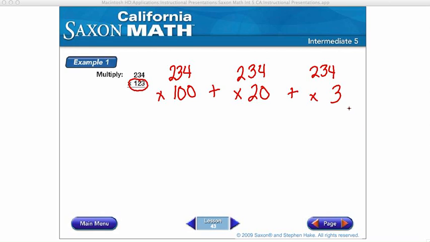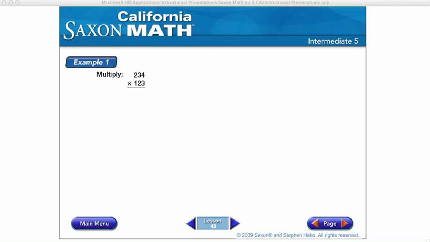Now, we don't write each of these as separate problems. We work them all into one math problem. So let's talk about how we do that. So I'm going to rewrite my problem. 234 times 123. Now, when I multiply, I always start with the ones place and I work right to left. Okay, so step 1, we start with the ones place.